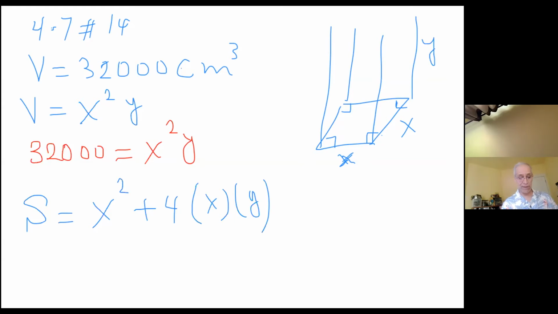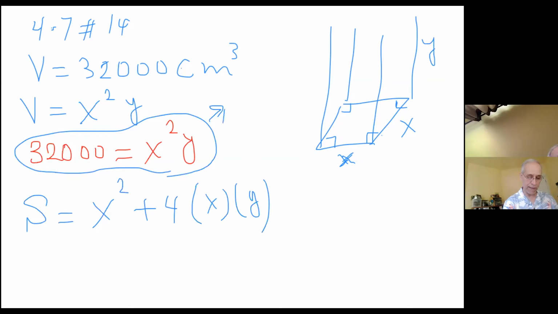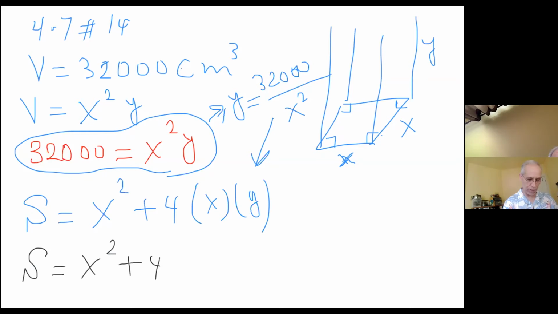What can I do? I can use this first equation and solve for y. This one tells me that y equals 32,000 divided by x to the second. So I'm going to go ahead and substitute that into this y. So I'm going to have surface area equals x to the second plus 4 times x times 32,000 over x squared. And this can be a little bit simplified.